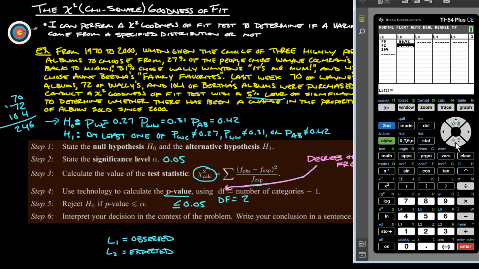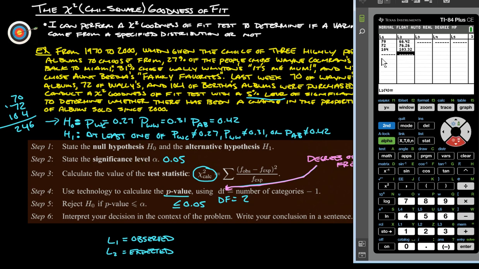So we would expect 66.42 to happen. And then we are going to do our total, 246 times 0.31. So we'd expect about 76.26. And then for Bertha, we are going to do 246 times 0.42, because that's the probability for Bertha. I'm just going to double check this one and type it in again to make sure. 246 times 0.31. Okay, I think I had that right the first time.